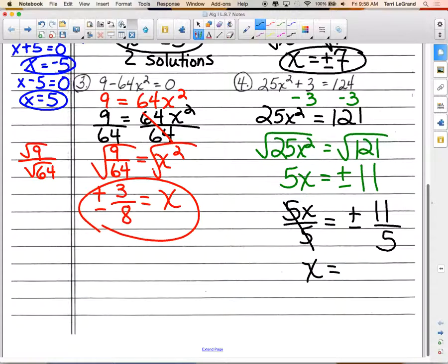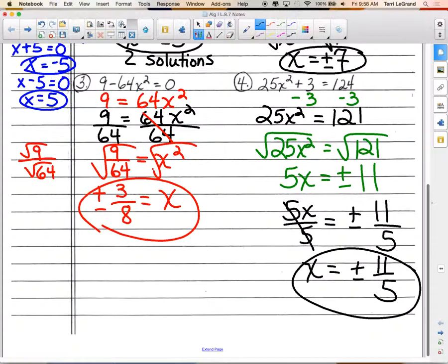Our solutions are, is 11/5 an integer? No, it's not an integer, is it? How about, is it a nice decimal? Yeah, it's a nice decimal. So we could give it its decimal name, or we could leave it as its fraction name. Typically, you would see in an answer key it left just like this.